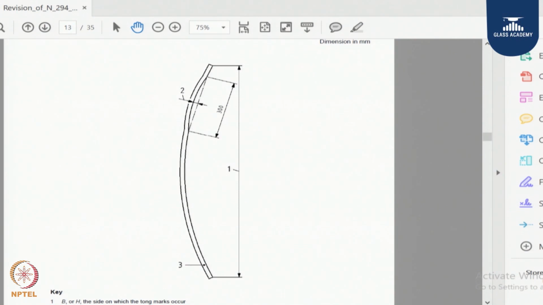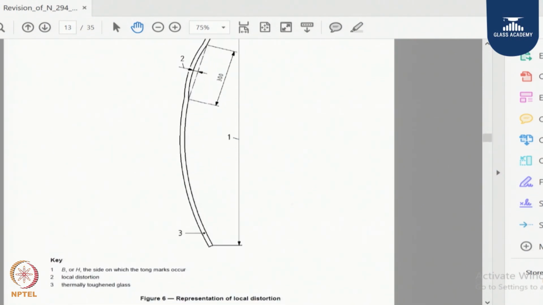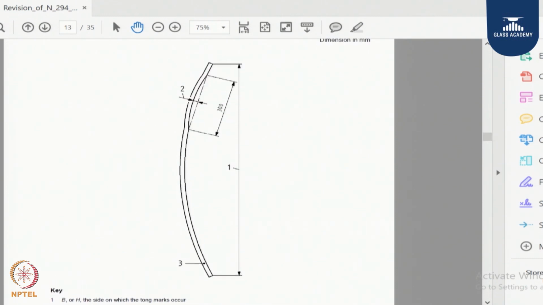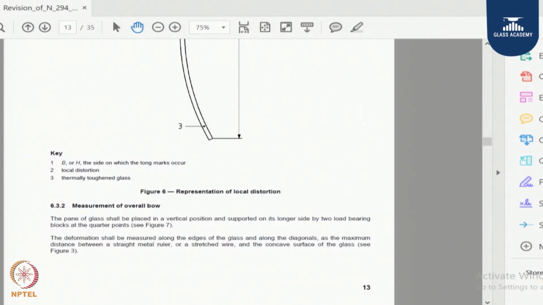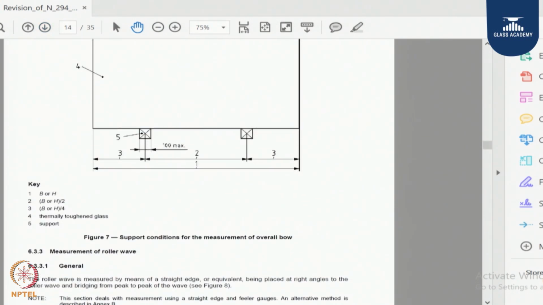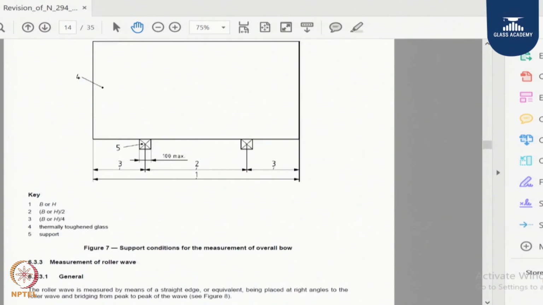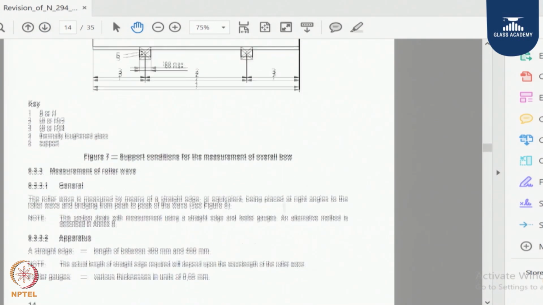If you see here, I am able to check the deformation, that is the local distortion, from one end of the edge to the other end of the edge. I measure with the straight ruler and measure the gap between the glass and the straight ruler. As per the standard, in a meter of glass a 3 mm bend is allowed. So this is how I keep the glass on a vertical supporting system.